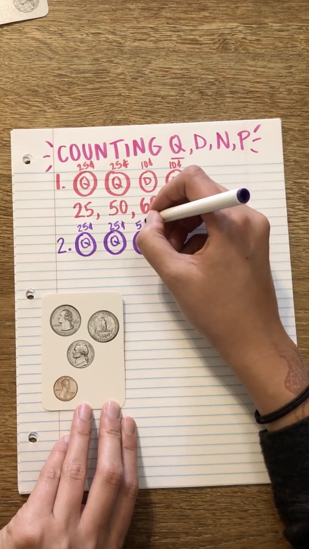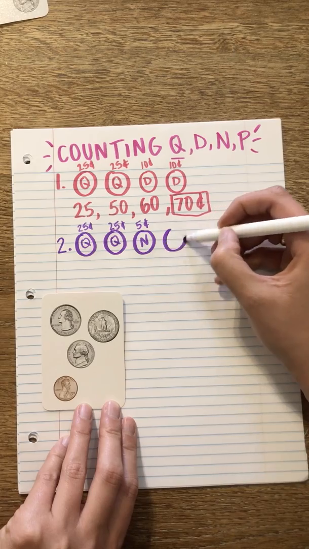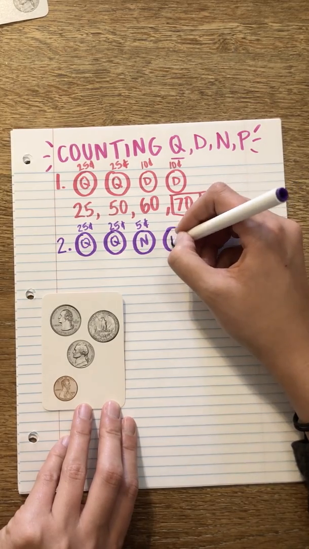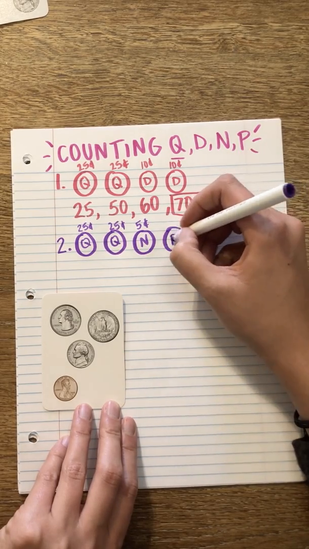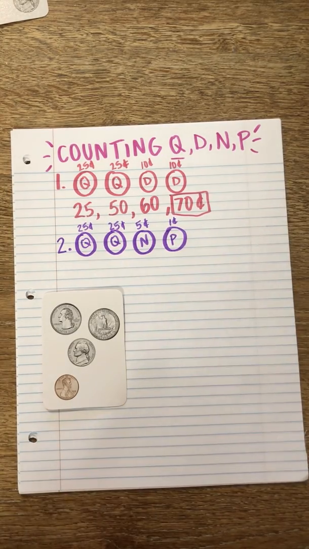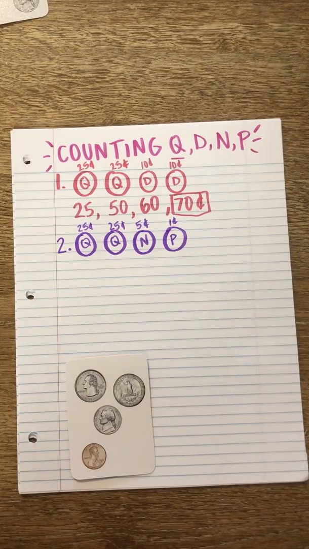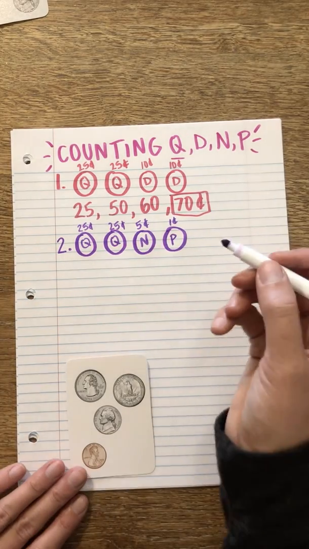And I'm going to label how much it's worth, 5 cents. And lastly, I'll do my penny. I don't have any dimes, so I don't need to worry about that in this one. Label my P, and I'm going to write the value 1 cent above it. Okay. Now I'm going to go here, and I'm going to skip count by those coins to find the total.